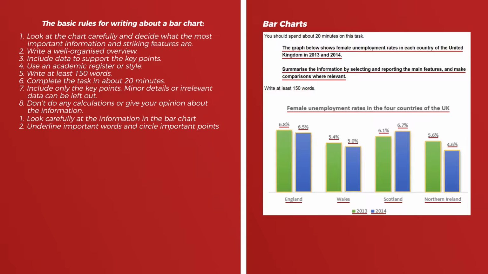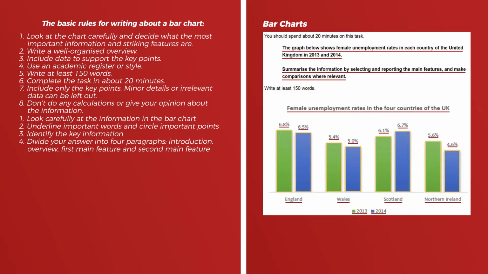Next, underline important words in the question and circle important points in the bar chart. Identify what key information is being presented in the bar chart and which important dates, figures, or striking features you'll need to write about. And then plan your writing. You can usually divide it into 4 paragraphs: the introduction, overview, first main feature, and second main feature.